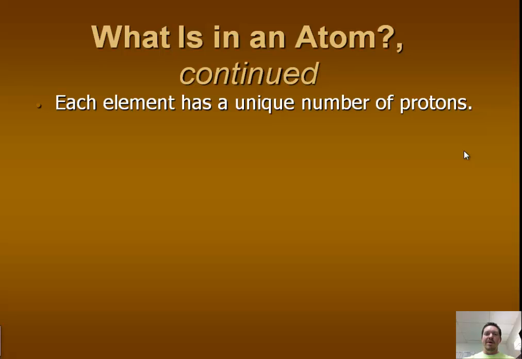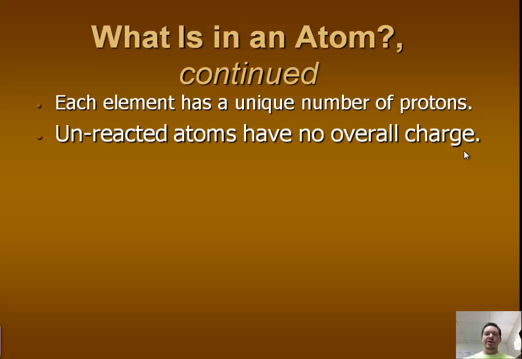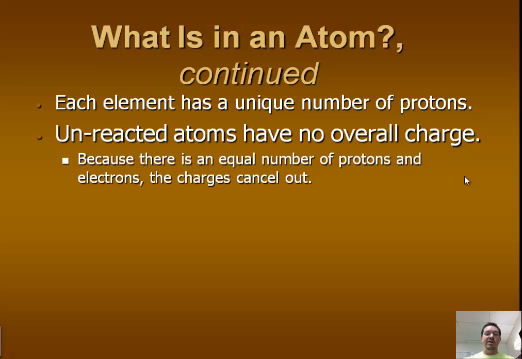Alright, so a little bit more about the atom. Each element has a unique number of protons. So if we change the number of protons, we're changing what the atom is. Unreacted atoms have no overall charge, so we consider those neutral. This is because the number of protons and electrons are the same. We have an equal positive charge and an equal negative charge, and those cancel out to neutral.